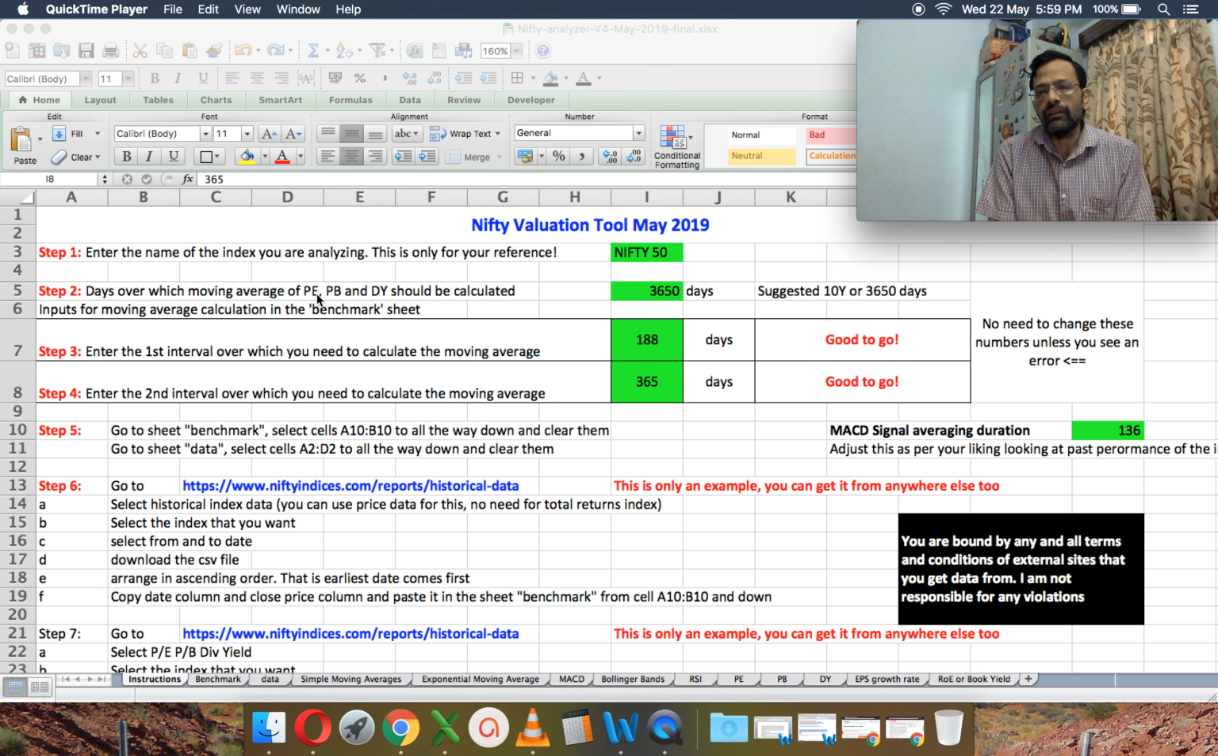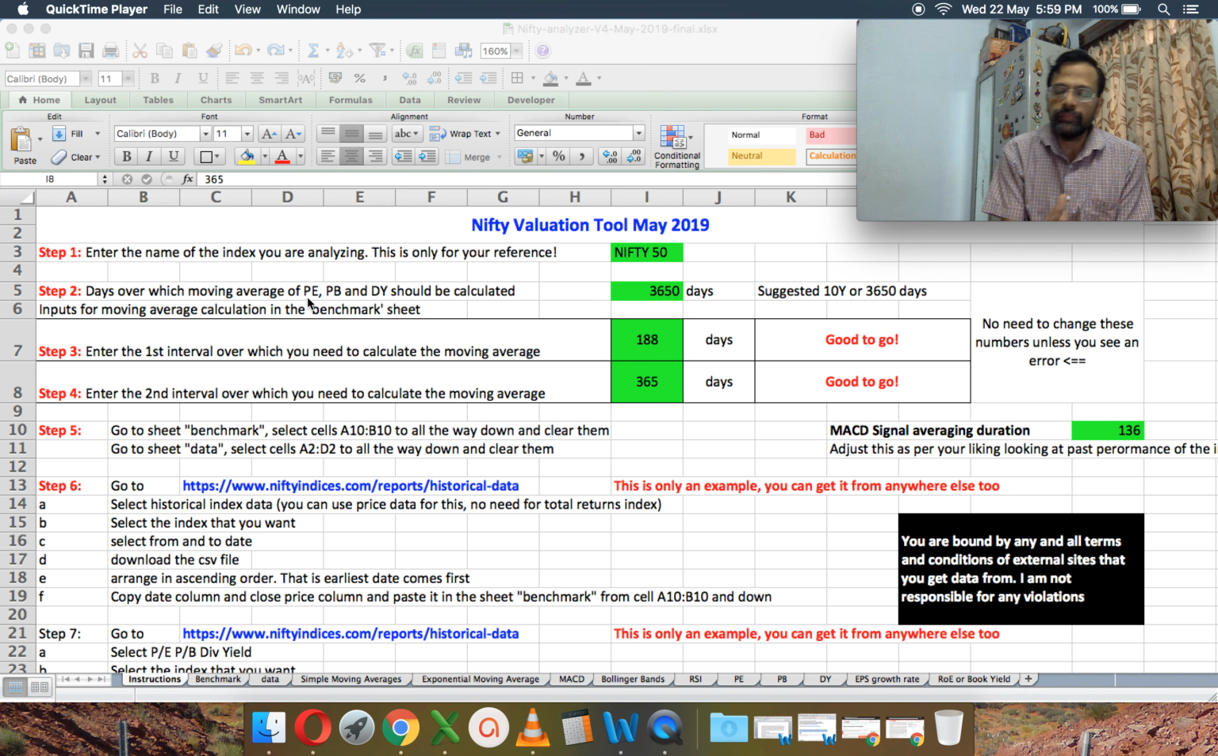Then we have moving average indicators. We take the last 180 days, or the last 6 months, average of the price, or we take the last 365 days of the price and calculate the moving average to reduce the noise in the daily movement of the index and find out the trend better. So those are steps 3 and 4 that you see here.